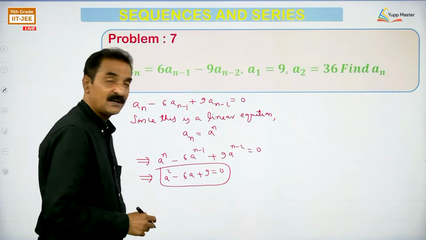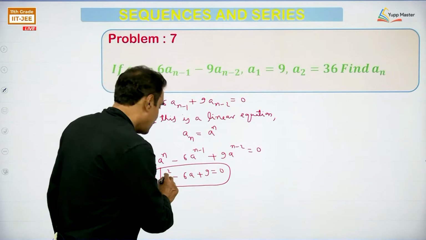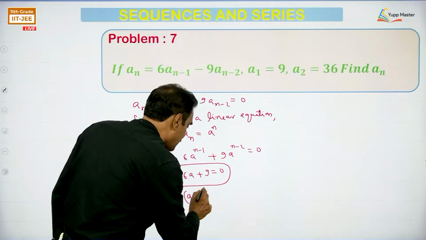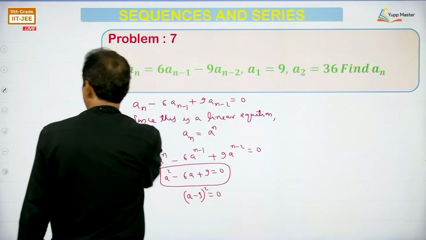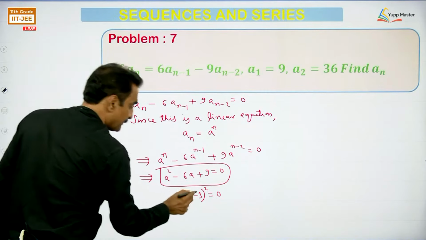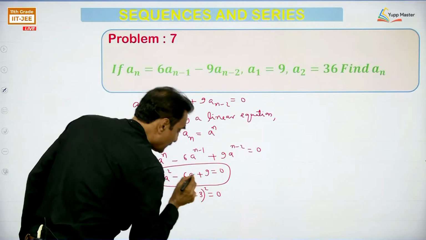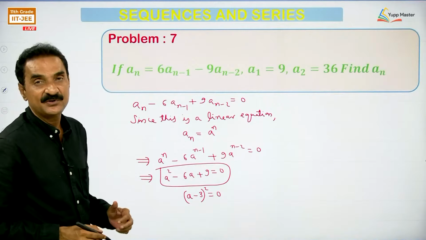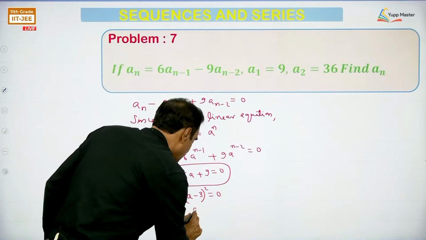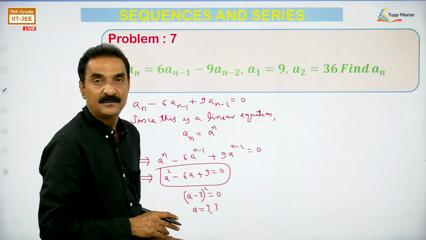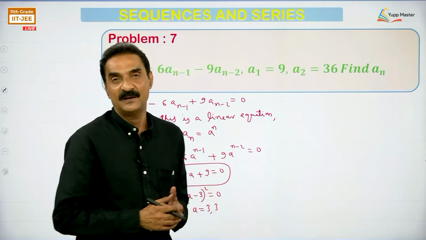Then what are the roots? This is clearly a perfect square. A minus 3 whole square is equal to 0. Then we get a is equal to 3 comma 3. There are two roots, but they are equal.